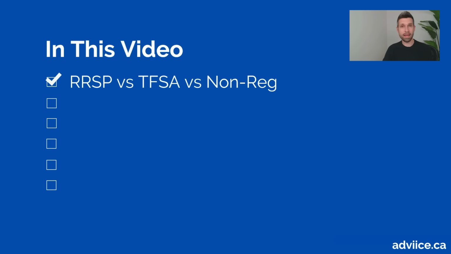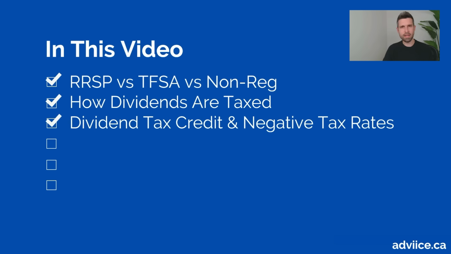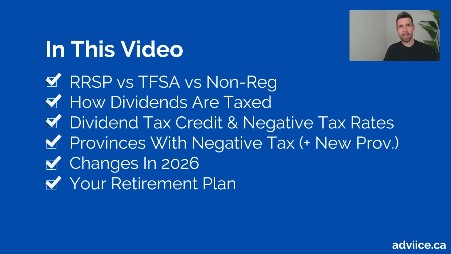Now in this video, we're going to take a look at a number of different things. We already took a look at the RSP versus TFSA versus non-registered example. We're going to take a look at how dividends are taxed, how that calculation actually works, specifically the dividend tax credit and how that leads to negative tax rates in certain provinces. We're going to look at the provinces with negative tax rates, and there's a new province added to that list this year, so we're going to take a look at that one as well. We're also going to take a look at the changes happening in 2026. This will be changing for the better in 2026, so you don't want to miss that. And we're also going to take a look at how this impacts your retirement plan. So knowing all this information, how do you use this to your advantage in your retirement plan?